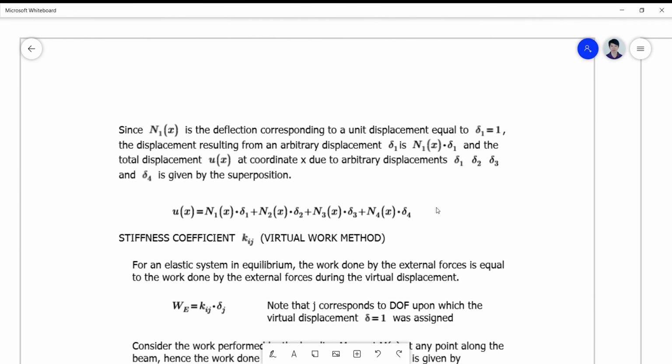Okay, so since n1x is the deflection corresponding to a unit displacement equal to delta 1 equals 1, the displacement resulting from an arbitrary displacement delta 1 is n1x times delta 1, and the total displacement u of x at coordinate x due to arbitrary displacements delta 1, delta 2, delta 3, and delta 4 is simply given by the superposition, of which your u of x now becomes the actual, the real equation of your curve: n1x times delta 1, plus n2x times delta 2, plus n3x times delta 3, plus n4x times delta 4, which is a superposition method.